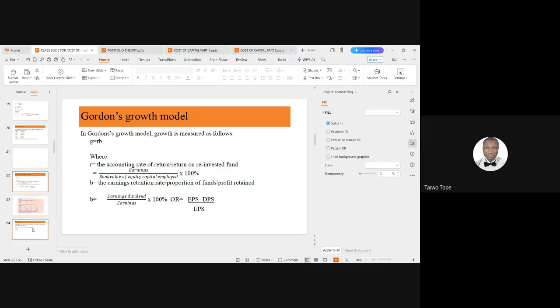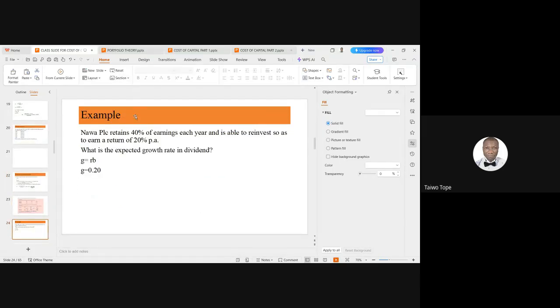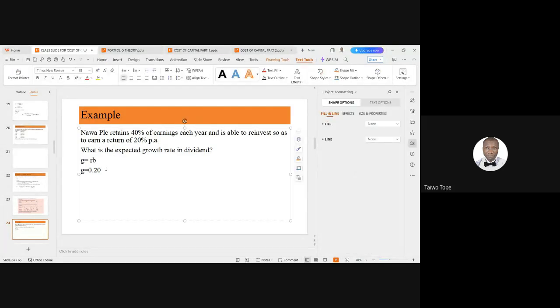So 40% of earnings is always retained based on this formula. So your growth rate will be what? 0.20 multiplied by 0.40. So you have it as 0.08. That's 8%. 0.08, which is same as 8%.